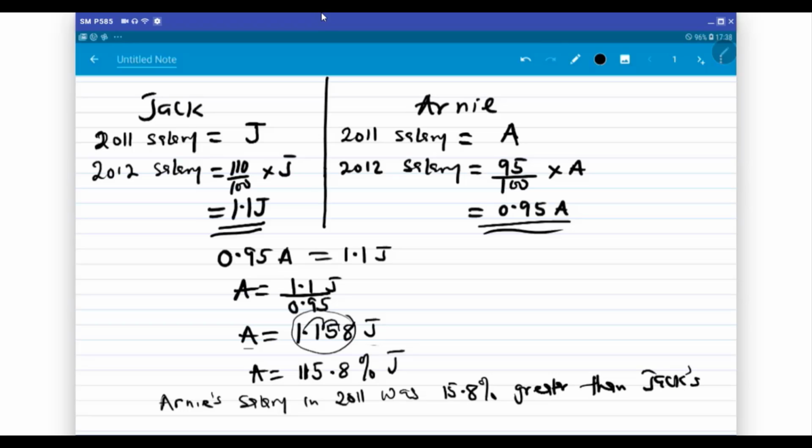In 2011. So our answer is to the nearest 0.1%. All right, that means one number after a point. That's one decimal place. All right, so our final answer will be 15.8%. Okay, as you can see here, we just pick the extra over the 100. So if you have 115.8, that means it is 15.8 extra. So 15.8 greater than Jack. So Annie's salary in 2011 was 15.8% greater than Jack's salary in 2011.